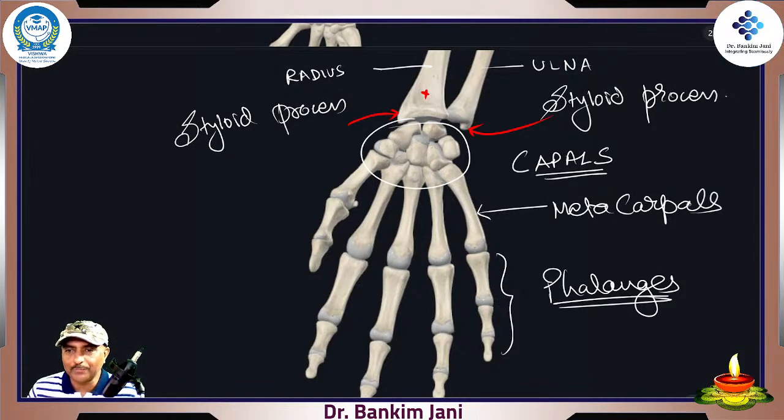Is there any name for head of radius? Yes, there is a name: head of radius. The name of the head of the radius is head of radius. That's the name. Bursa is a fluid filled bag, located in such a way that it avoids friction.